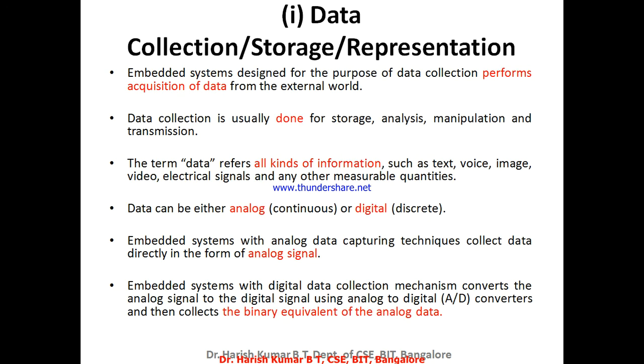Now, the first purpose of using the embedded system is to collect the data, store the data, and represent the data. The systems that are designed for this purpose, for collecting and storing and representing the data, perform the acquisition of data from the external world. When I say external world, it can be a simple sensor, or it can be another embedded system, or it can be from satellites also, or from another computer system also. What they do is perform the gathering of data from all these external sources.